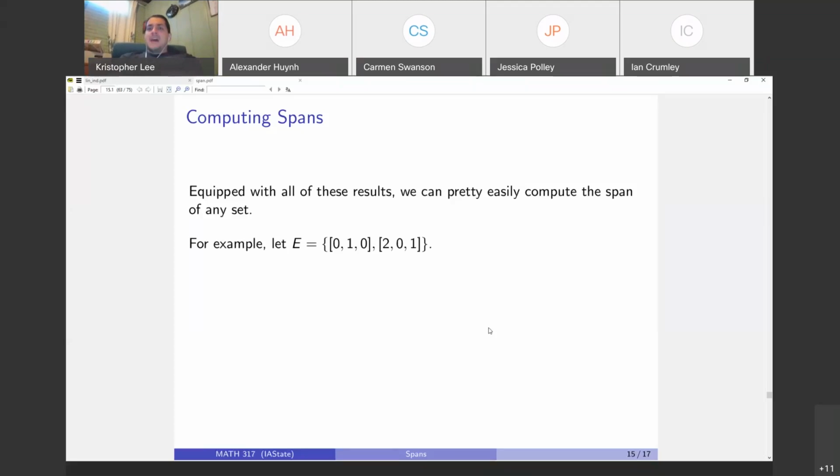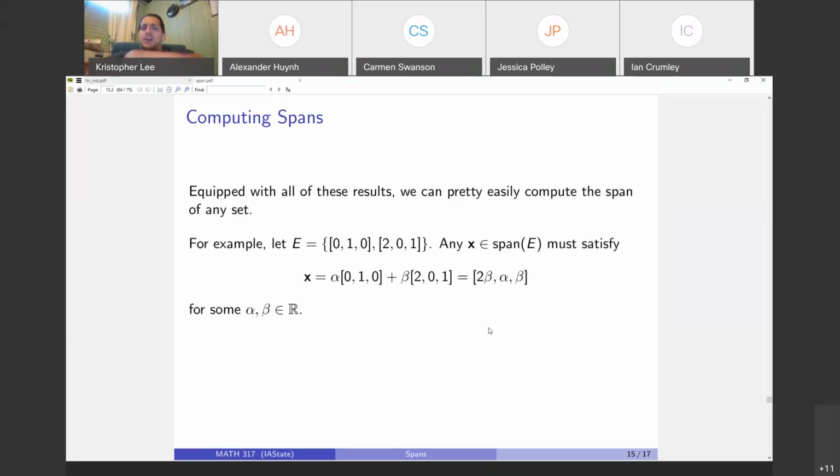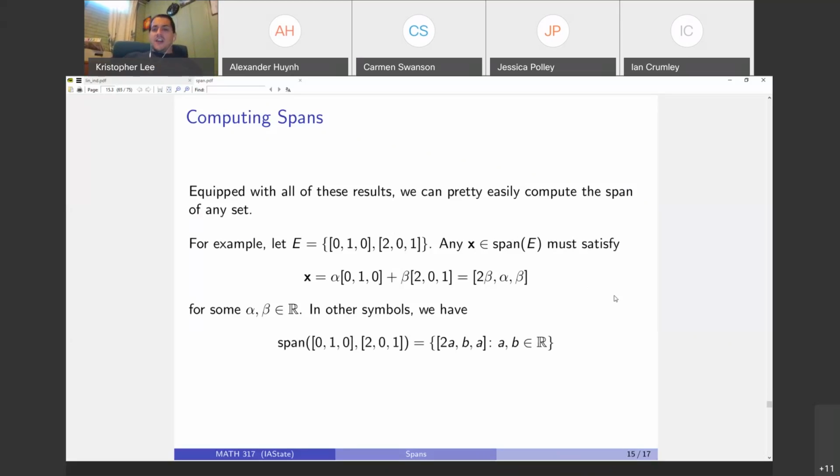I want to figure out what the span of this set is. Okay. The span is the smallest subspace containing this, and as we just proved, it is the collection of all linear combinations. So any element in the span of this has to be a scalar multiple of the first plus a scalar multiple of the second, and if I put those together, I get this. So that means I can tell you that the span of that set is the collection of all vectors that look like this. And that's it.